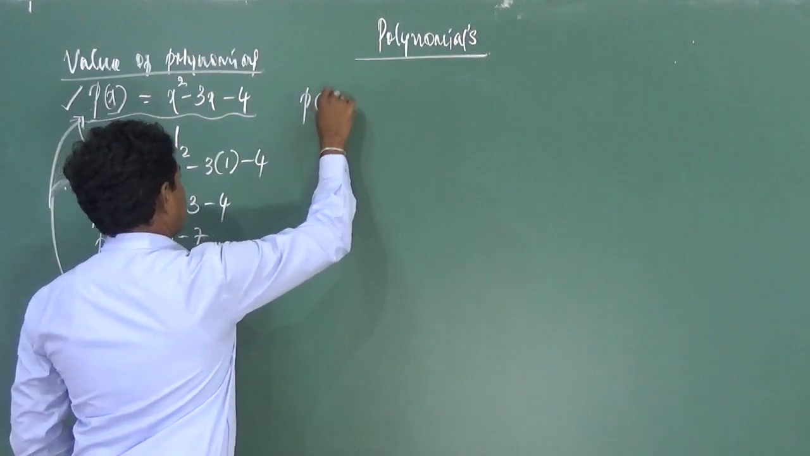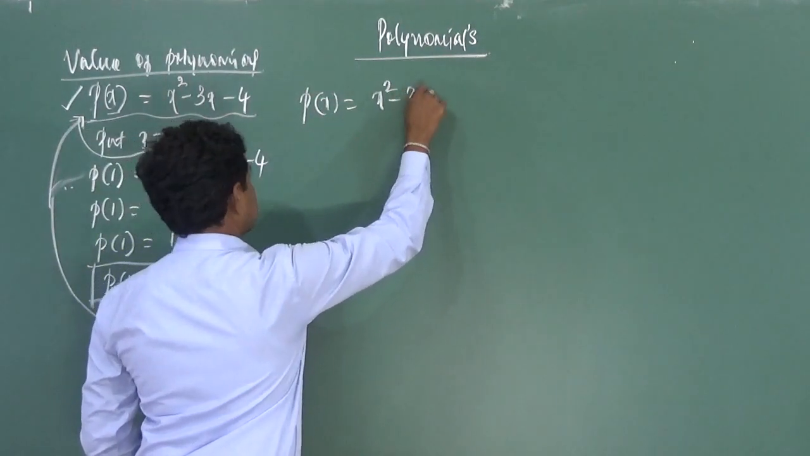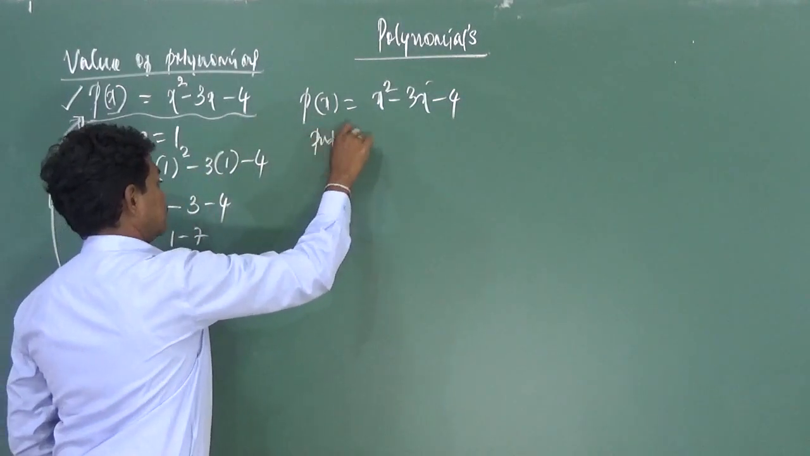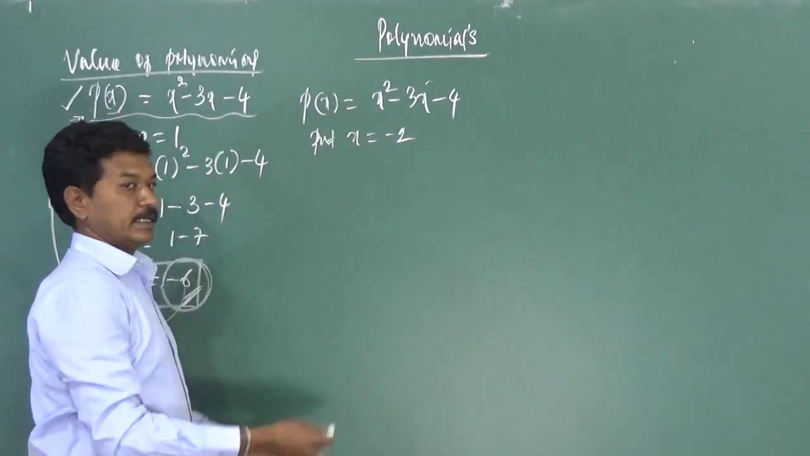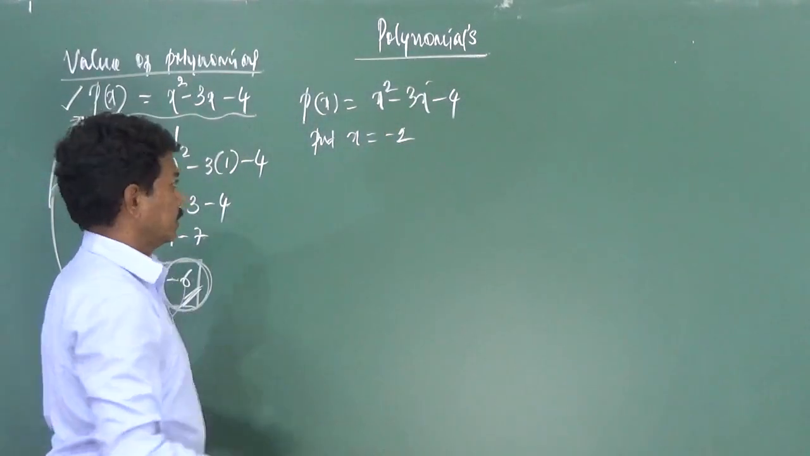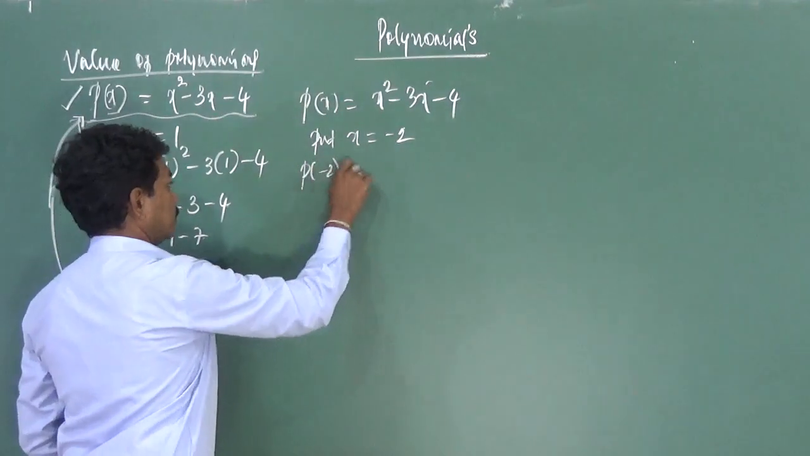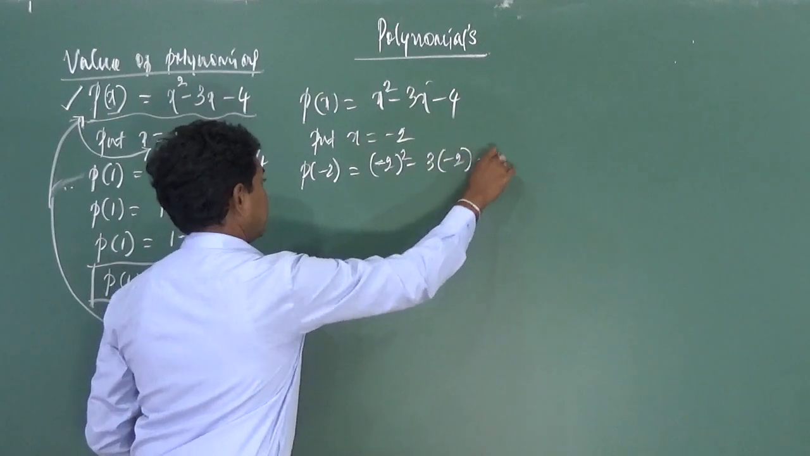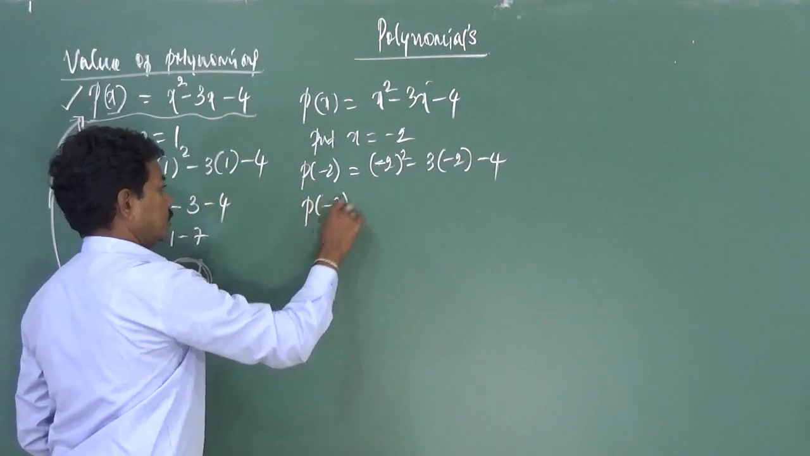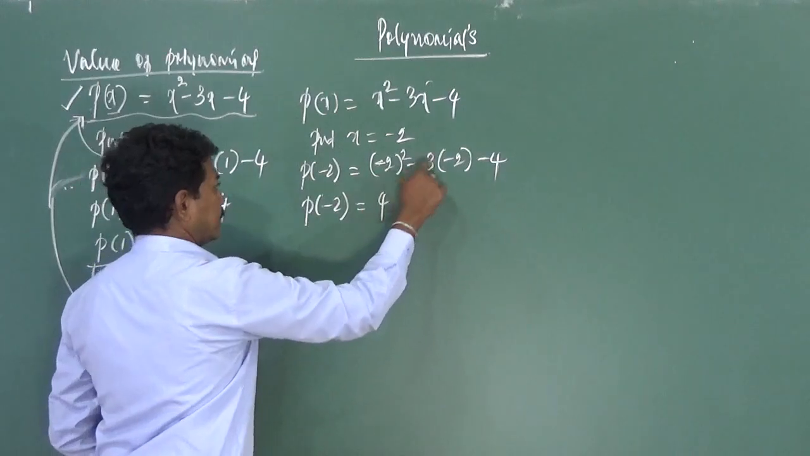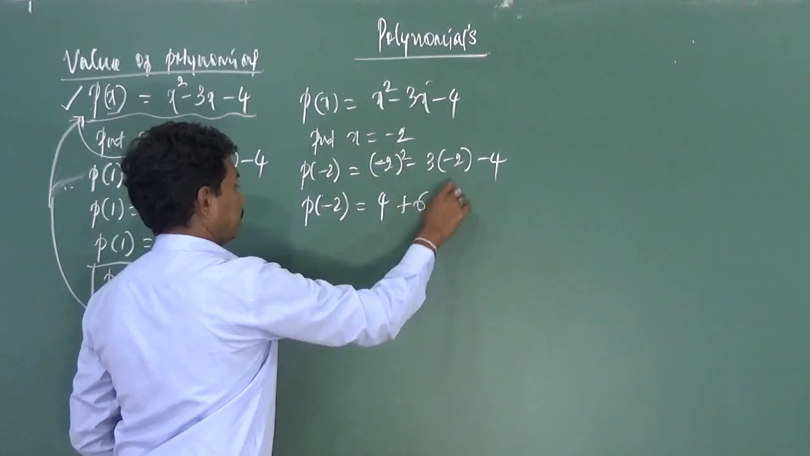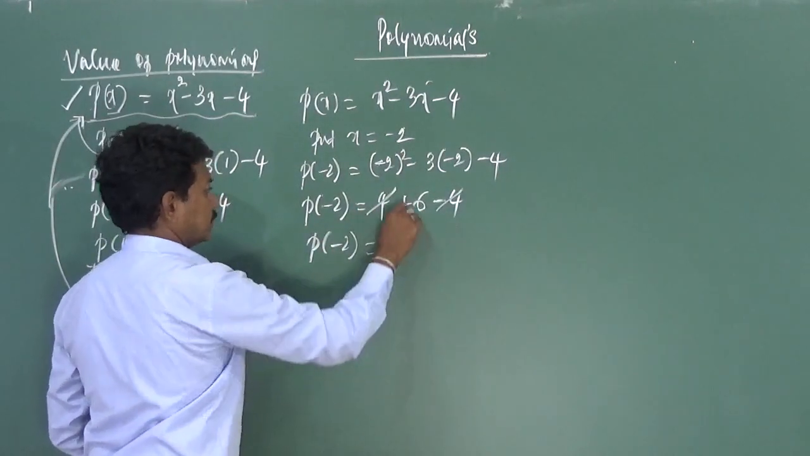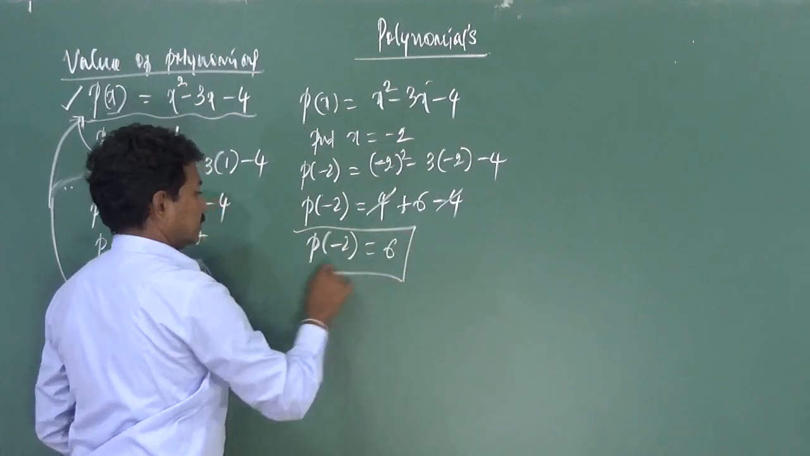Let us take p of x is equal to x square minus 3x minus 4. I have taken the polynomial. So I will put x is equal to minus 2. I will take a negative value here, which is also a real number. So p of minus 2 is equal to minus 2 whole square minus 3 into minus 2 minus 4. So p of minus 2 is equal to minus 2 whole square is 4, minus into minus is plus, 3 2s are 6, minus 4. So p of minus 2 is equal to plus 4, and plus 6 minus 4 leaves 6 here.